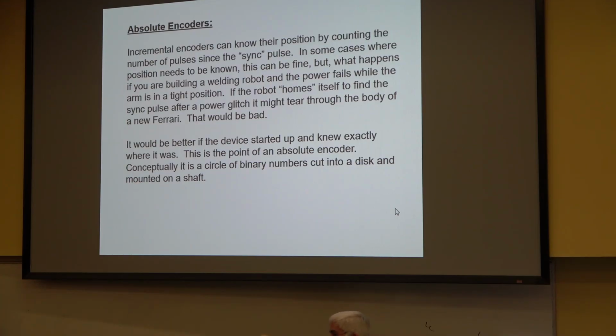But there are times when you just can't tolerate that. You've got to know where that rotor is every second, all the time. So if I've got a welding robot that's reaching down inside the frame of a $2.5 million Ferrari, and there's a power glitch, and all of a sudden my machine loses its home, the last thing I want to do is just say make a random move and risk ripping through the frame of that $2.5 million Ferrari.